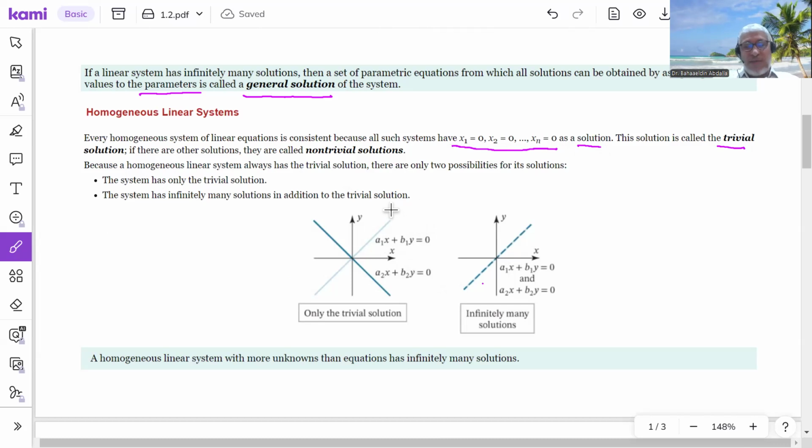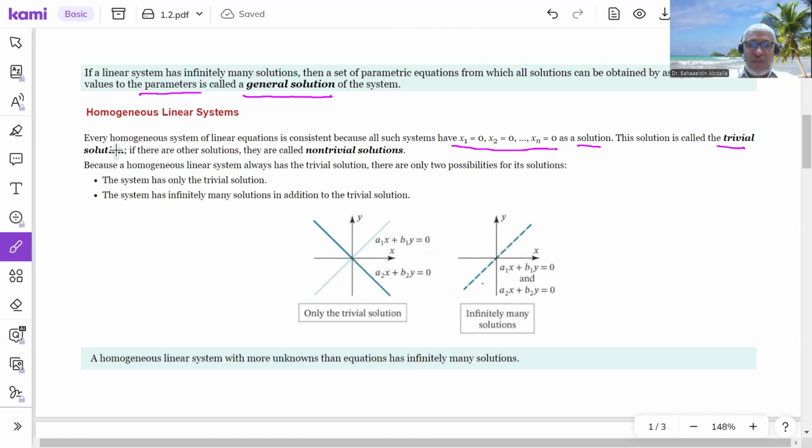The other possibility, the system has infinitely many solutions. Here, notice, for example, here in the graph, I have this line and this line. Since the equation always equals 0, the graph of the equation passes by the origin. Also, the graph of the second equation passes by the origin. So they intersect at the origin, 0, 0. Okay, so if you replace x by 0, y by 0, there is a solution, the trivial solution. If the two equations represent one line, then we will have infinitely many solutions.